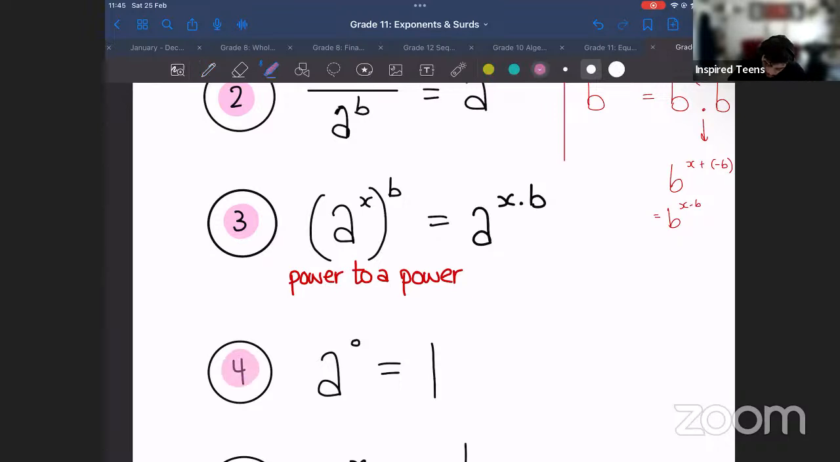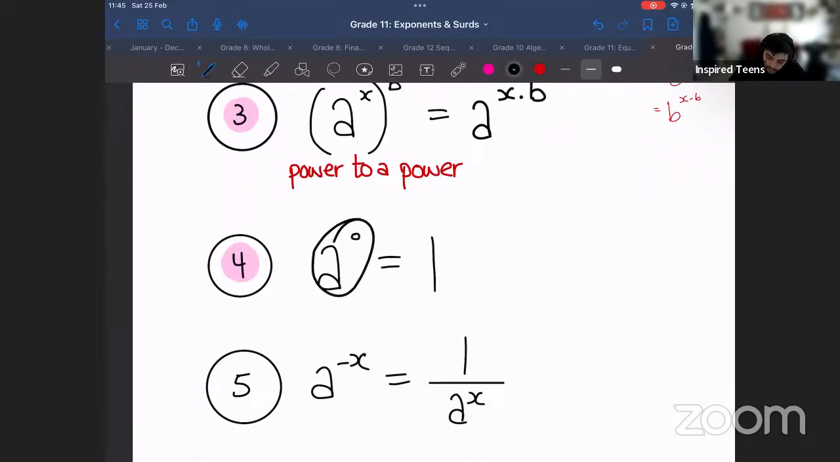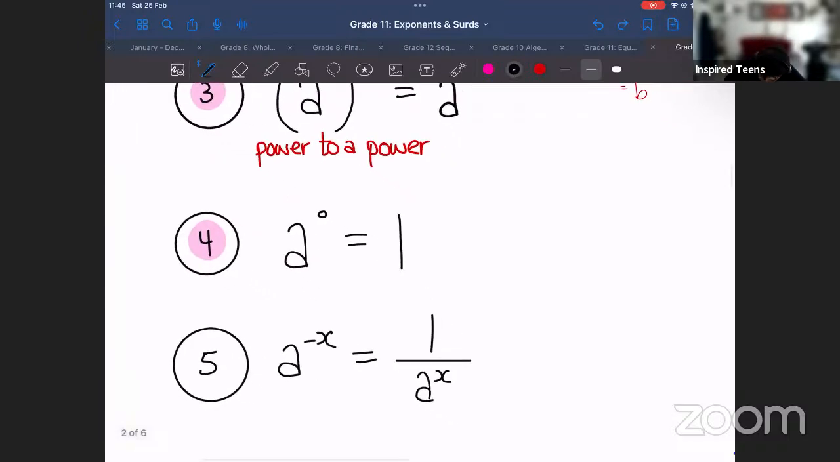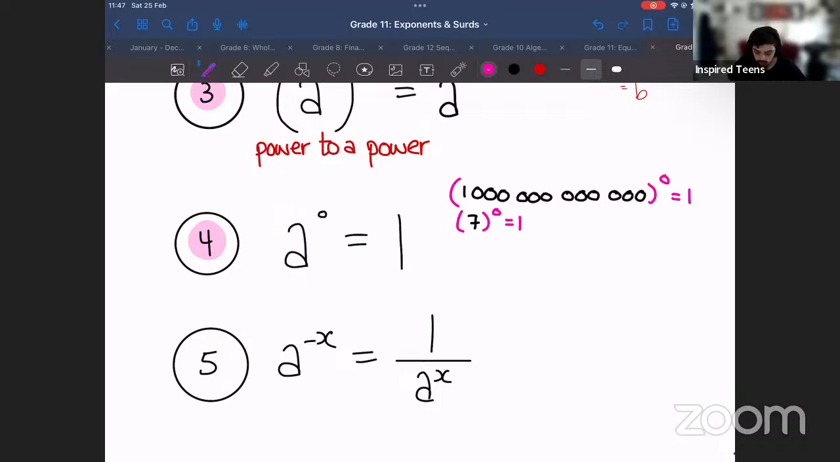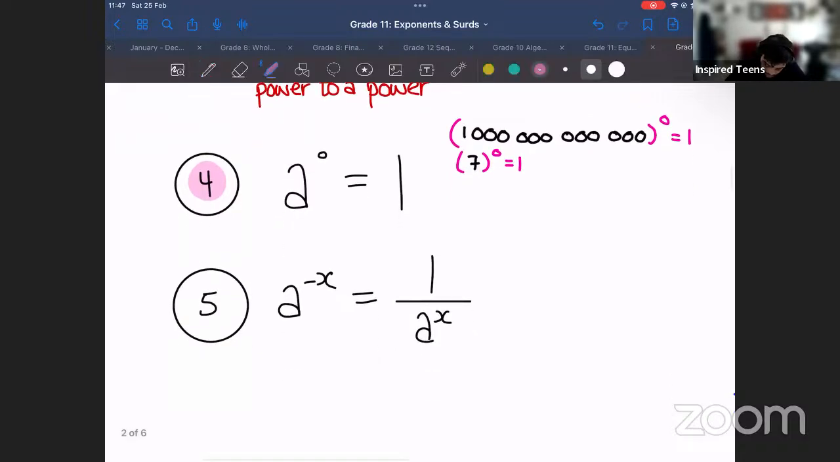Let's look at number 4, which basically says a to the power of 0 is 1. And it's saying that a is a variable. It can be any number. So anything to the power of 0 is 1. What is 1 million billion trillion to the power of 0? 1. What is 7 to the power of 0? 1. It does not change. Okay, let's look at example number 5.